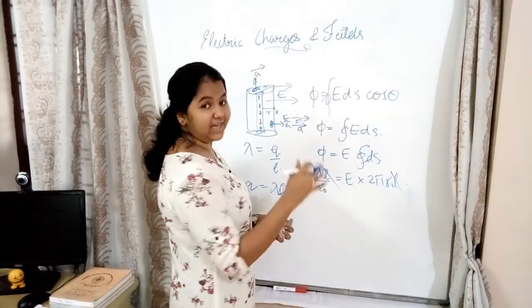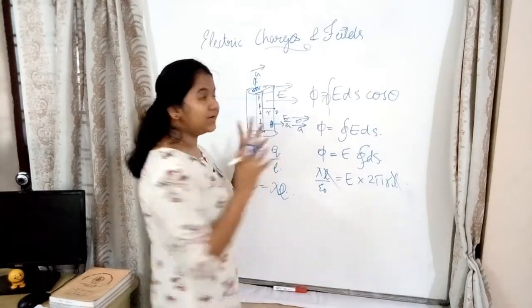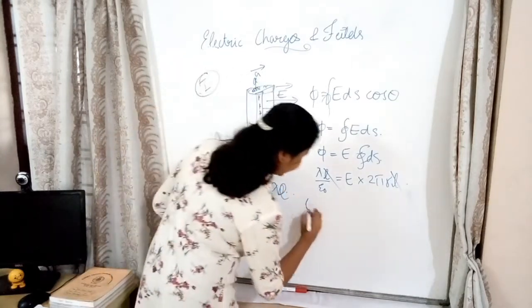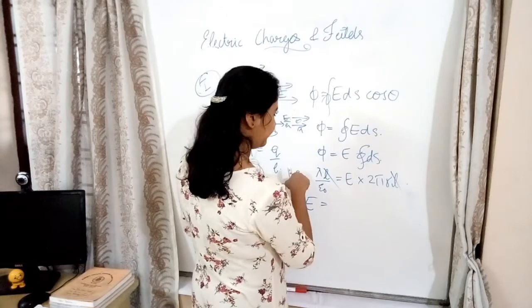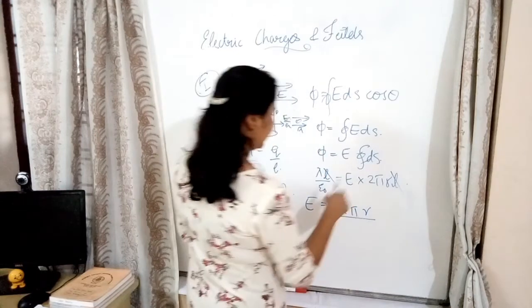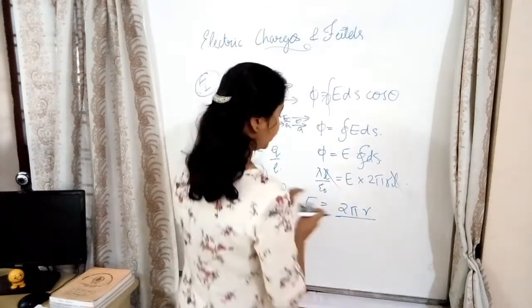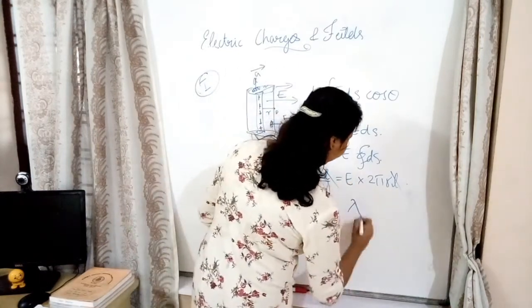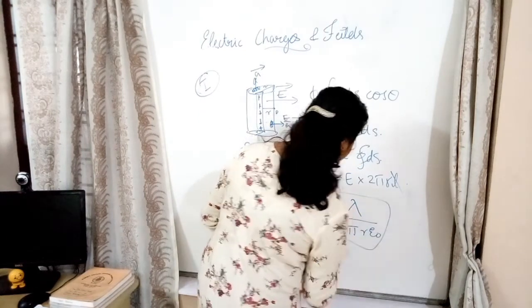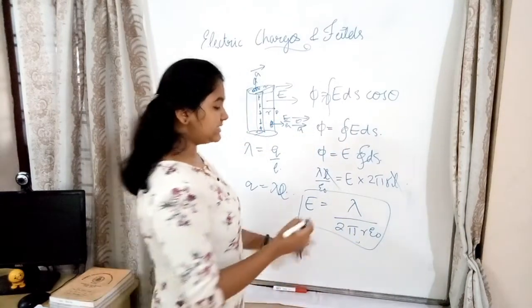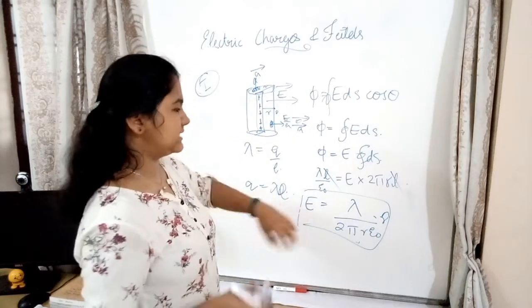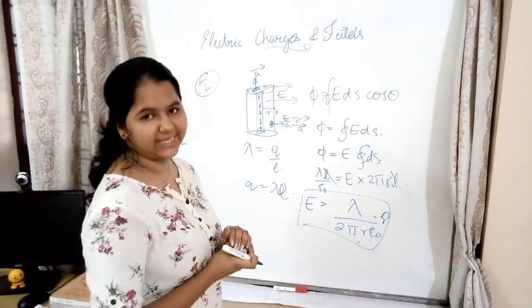Now we have to find the value of the electric field. Using Gauss's law, the electric field is equal to lambda divided by 2 pi r epsilon 0. So this is what we had to prove. And there is an r cap because that's a vector. Okay, so this is the first application. So let's see the second application.